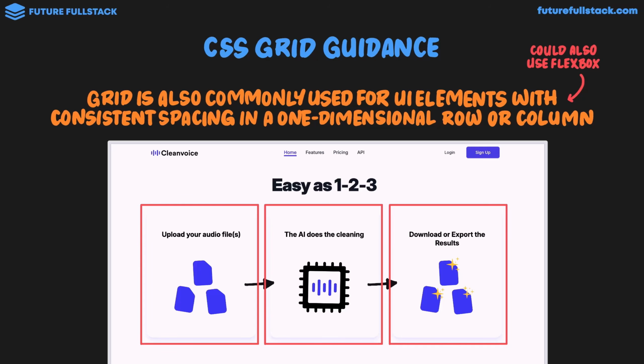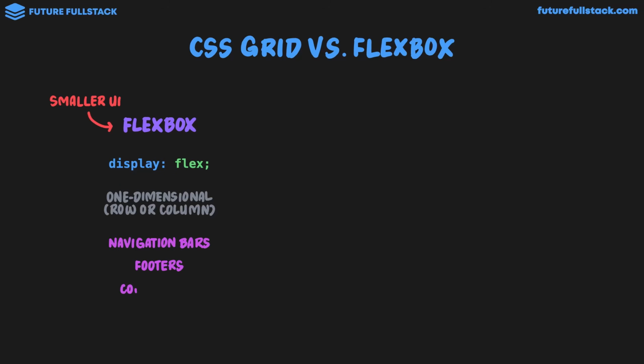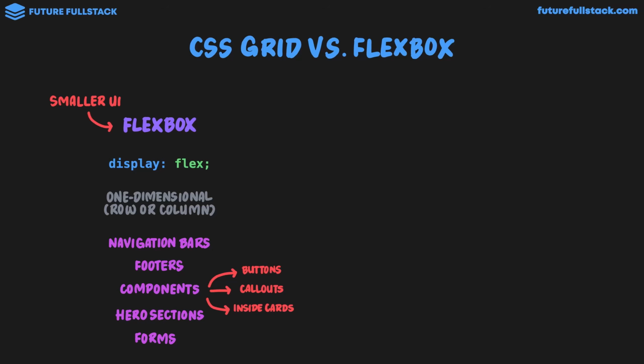So when you're starting out, it can be quite confusing when to know to use Grid or Flexbox. So let's take a look at CSS Grid versus Flexbox and get a general idea of when you'd use each. Looking at Flexbox first, Flexbox is generally used for smaller UI. In CSS, we know it's defined like this, and it's a one-dimensional layout model in rows or columns. Examples of where we'd use Flexbox include navigation bars, footers, components, which would include things like buttons, text callouts, and inside cards. Flexbox is also used on hero sections and forms. These are good examples of one-dimensional layouts which tend to be smaller pieces of UI.